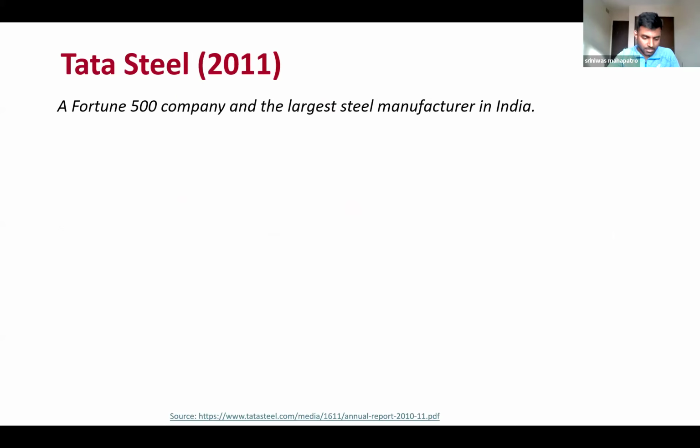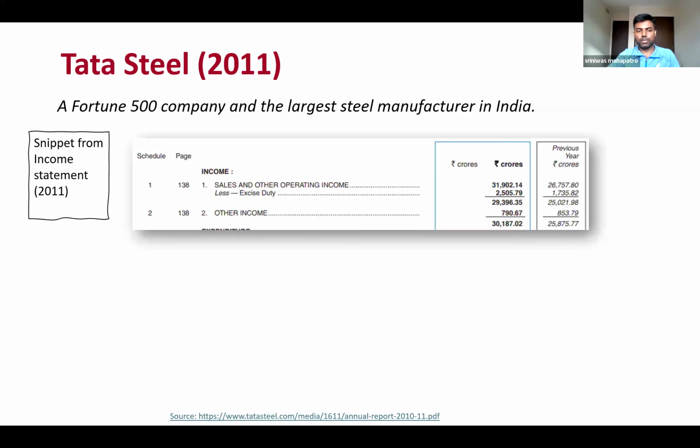Now, let me go into an illustration of the data that we have. I've taken one example for better understanding. This is Tata Steel, which is a Fortune 500 company and the largest steel manufacturer in India. 2011 is the last year when this regulation was in effect. And let's have a look at how their income statement looked.